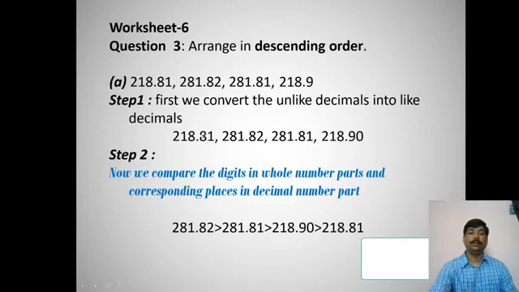Now they have been converted into like decimals. Now compare the digits in the whole number part and the corresponding place in the decimal part. You will get an order. You can also get it by removing the decimal; the number is a whole number, and you can compare easily.